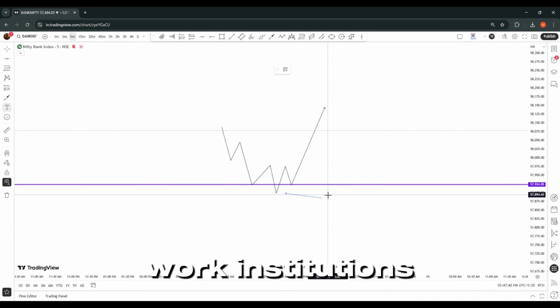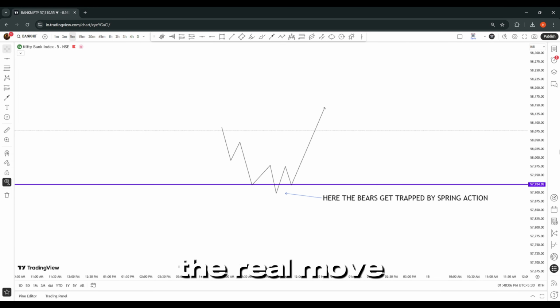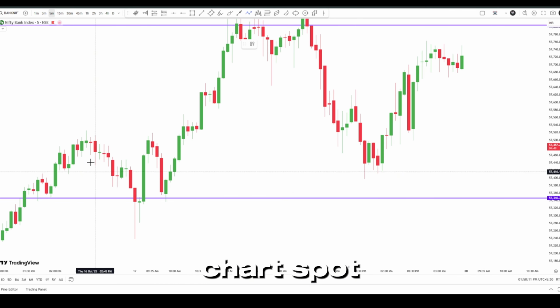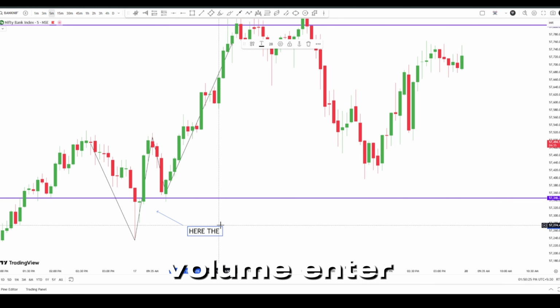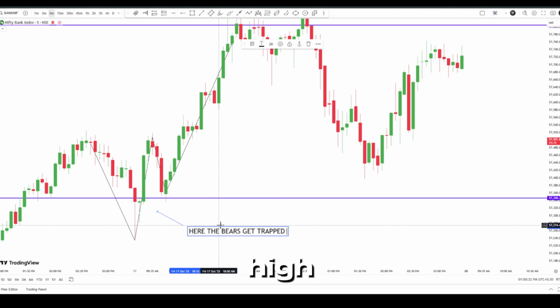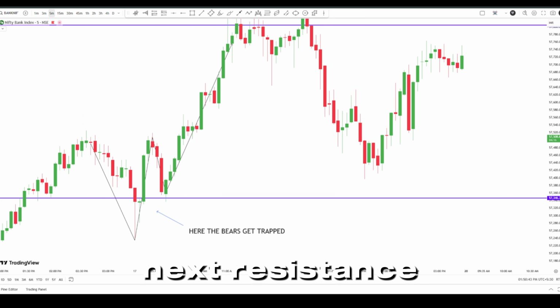Why does it work? Institutions pushed price just beyond support to grab stop-loss liquidity, then bought heavily for the real move. On a 5-minute chart, spot a sharp break below support, then a quick reclaim with volume. Enter long above that candle's high, stop below the spring low, target the next resistance or 3x your risk. This caught a 65% reversal that day because it was pure institutional manipulation.